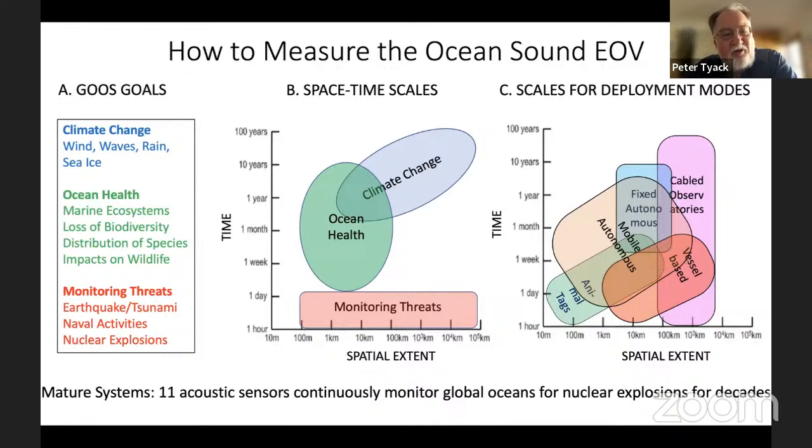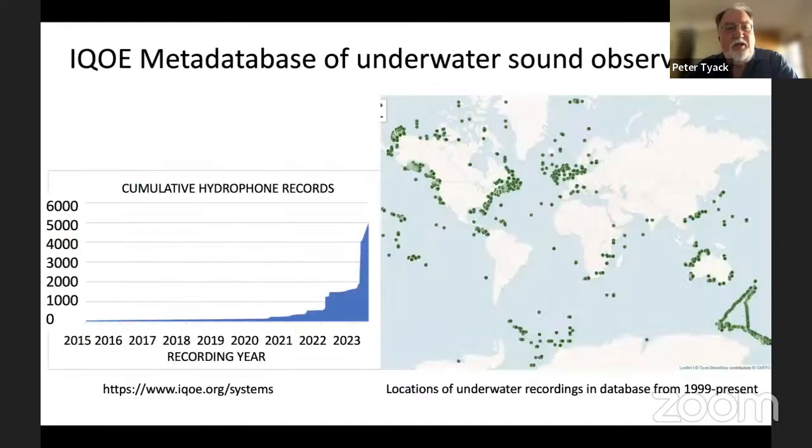I won't go into much more detail about them, because it's technically quite well understood now. I will mention, again, from the GOOS perspective, the maturity of systems is very important. And the Comprehensive Test Ban Treaty Organization, since the early 2000s, has had 11 very well calibrated acoustic sensors that continuously monitor the global oceans for nuclear explosions for decades. And this is because sound propagates so well in the ocean. This is one of the few modes of monitoring where 11 sensors are sufficient to detect a nuclear explosion that occurs anywhere in the world's oceans. Most other methods require sensors that either move through the ocean or a much denser distribution. So this is a very important element of sound in the ocean.